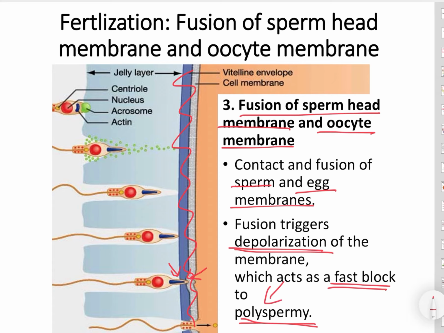Polyspermy means that more than one sperm fertilizes the egg. Kita tak nak lebih daripada satu sperm, kita hanya nak this sperm. So it means that this is the chosen sperm yang egg itu pilih. So the sperm yang lain kita dah tak nak. So berlakunya depolarization to avoid the polyspermy.